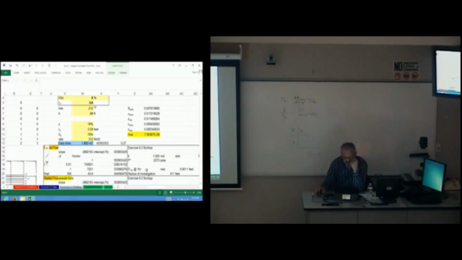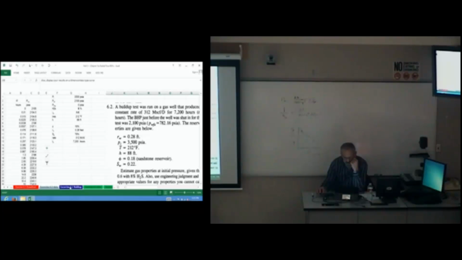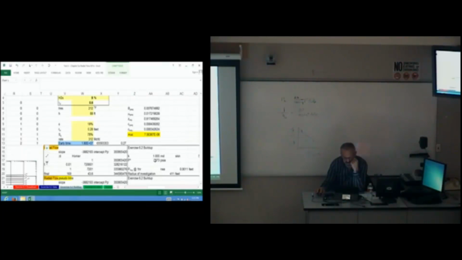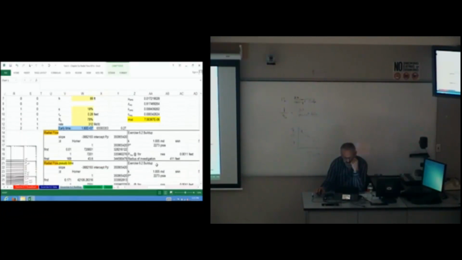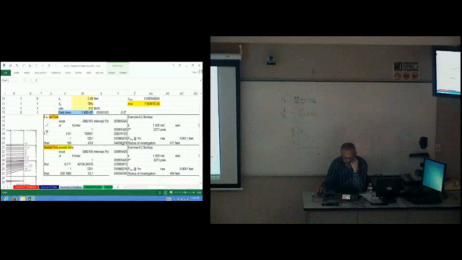Did they give us 3,500 as initial pressure? Yeah. But we only get a P star of 2273. 2273, yeah. I've done it several ways here. Which one's the right way? Yeah, here it is with pseudo time.